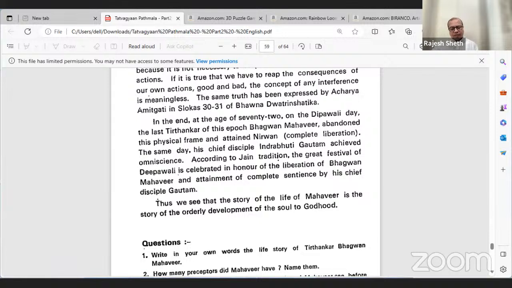So in the normal communities, this Diwali is celebrated because they say that Lord Ram came back from his exile of 14 years. That is the interpretation of the other preachers. But according to Jainism, this festival is celebrated because Lord Mahavir got liberated and Lord Gautam Gandhar, his chief disciple, attained omniscient knowledge.